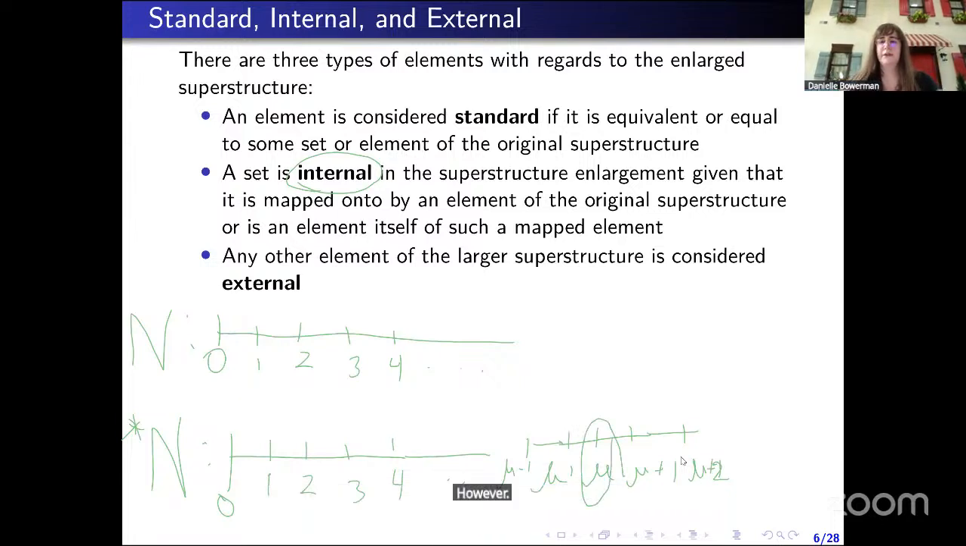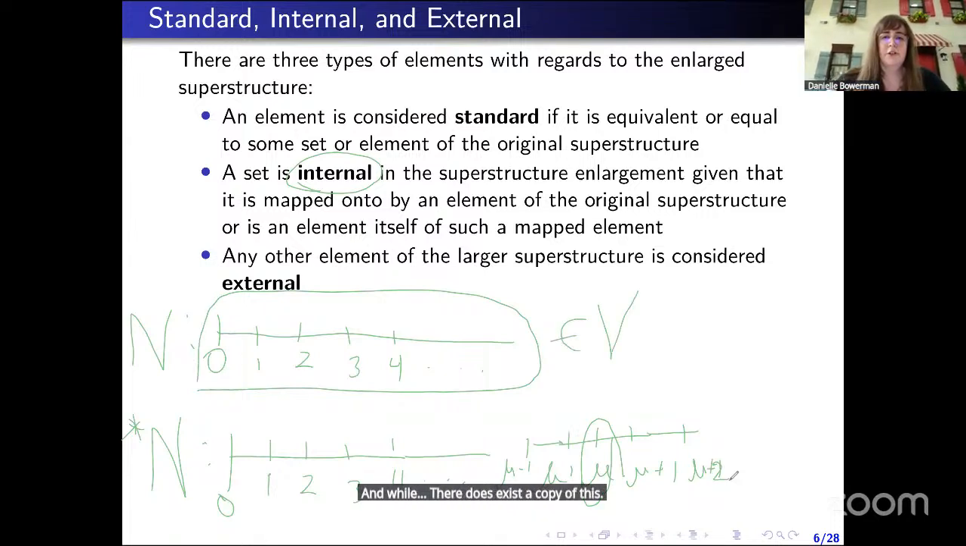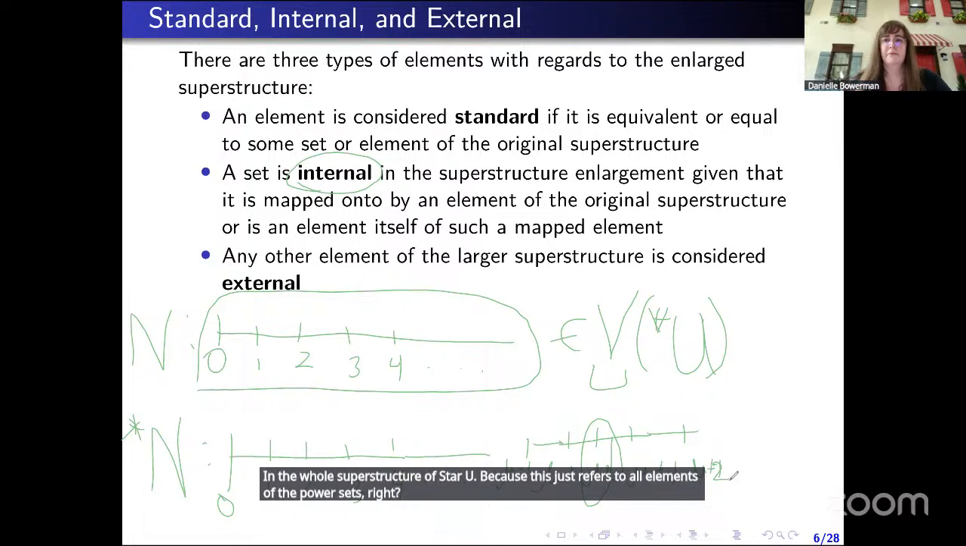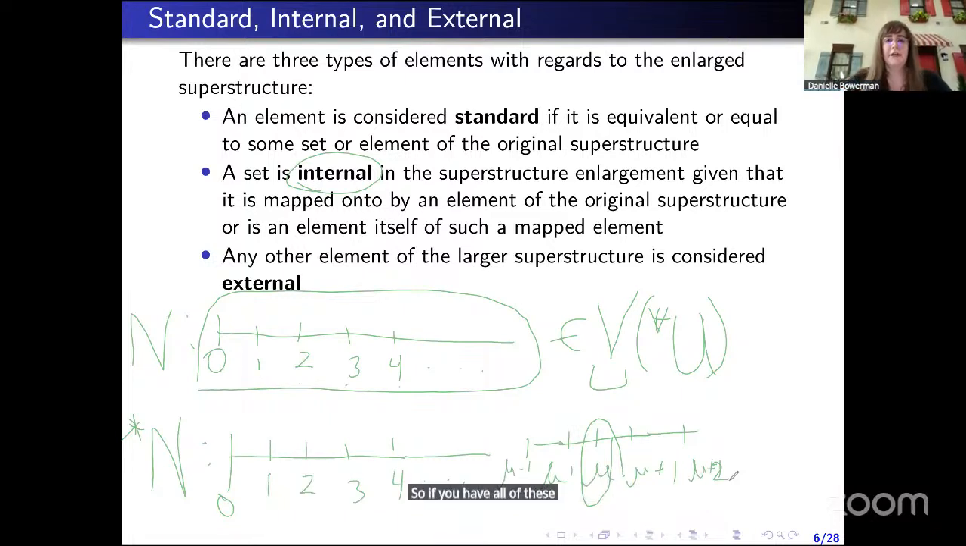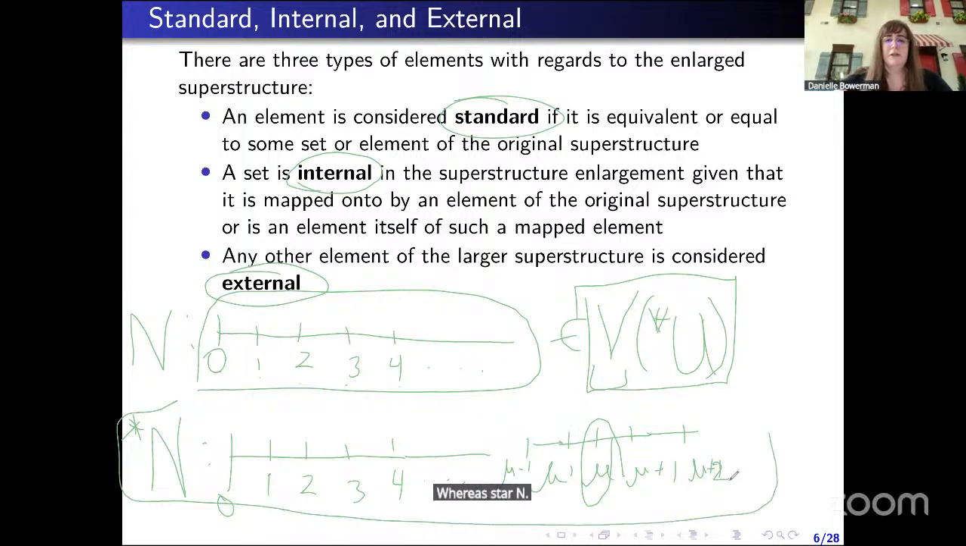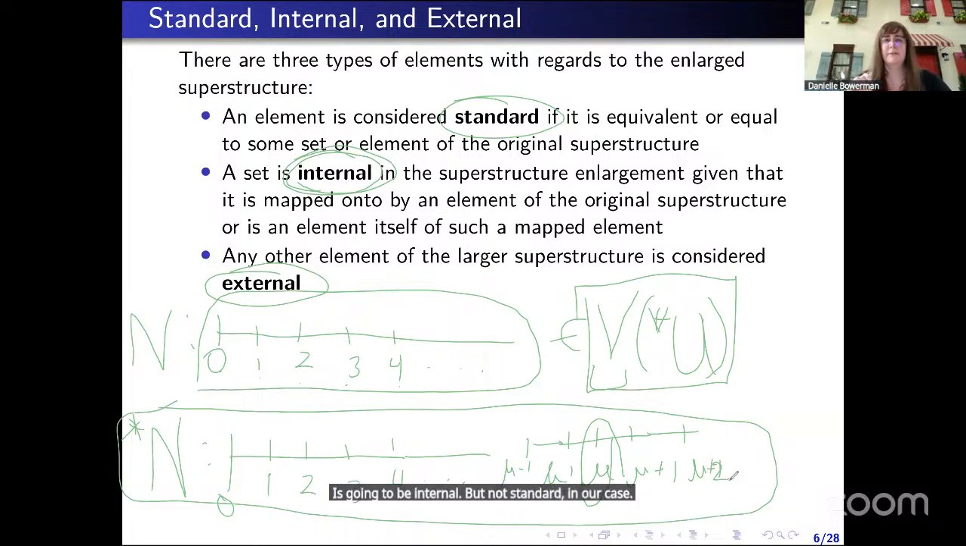However, you get a lot more elements. And while there does exist a copy of this in the whole superstructure of star U, because this just refers to all elements of the power sets, if you have all of these atoms, you're going to have this inside of here. It is standard, but external. Whereas star N, because it's being directly mapped to, is going to be internal, but not standard in our case. Does that make sense?